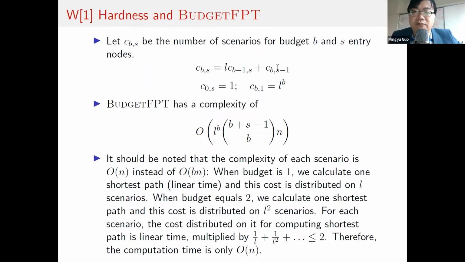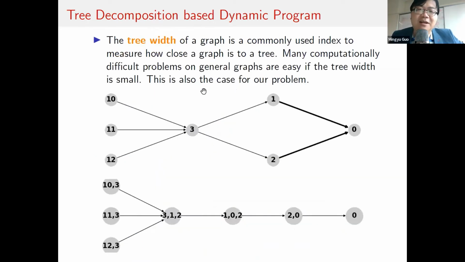So we have this recursive relationship, and then there are some base cases. I'll skip over that. And then at the end of the day, we have the total number of combinations like this. And for each combination, the complexity is linear. There's some analysis on why each combination is linear, but I'll probably skip over that part as well, just to save some time. And then our second algorithm, because I want to save some time to get to the graph neural network part, is based on tree decomposition.